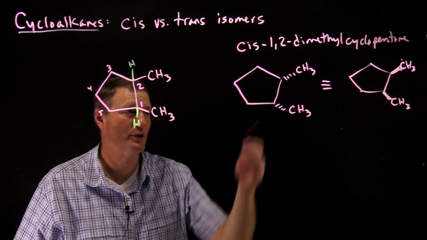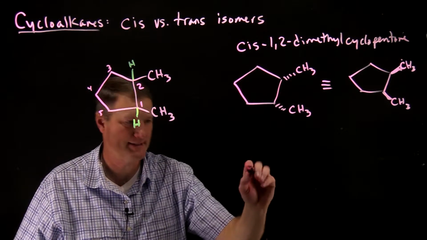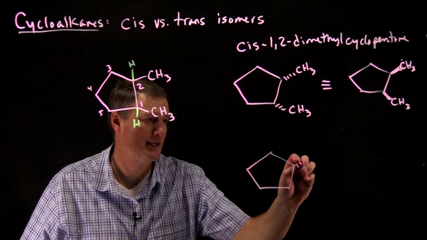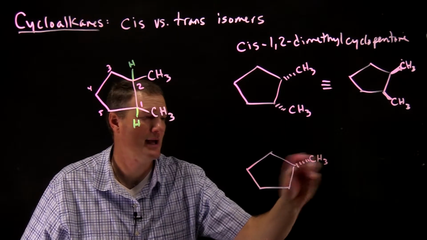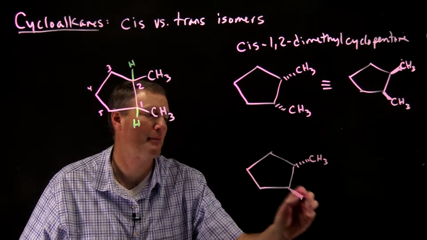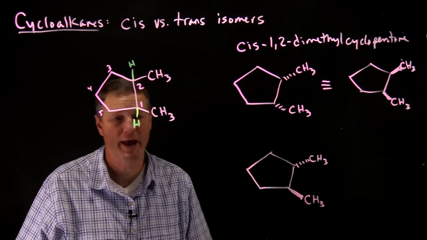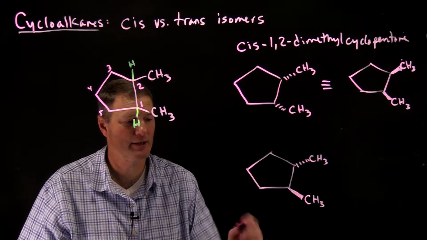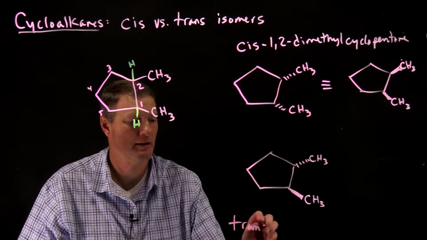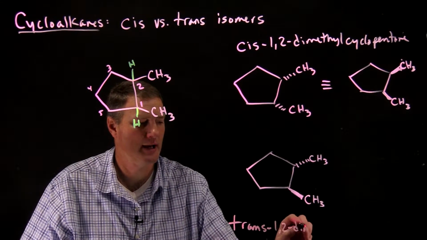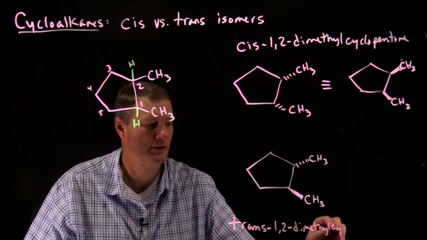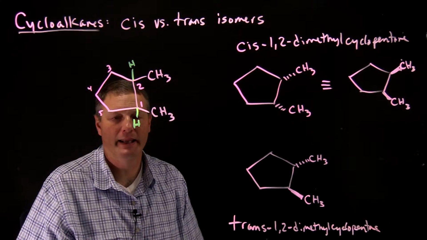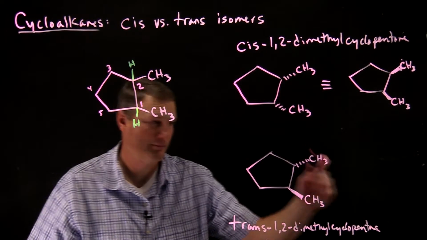Now the trans molecule, as you might expect, we're just going to flip one of these dashes or wedges. So in the first case, let me keep my methyl group here as a dash, but now on this one, I'm going to put a wedge. That's indicating that two methyl groups are now on opposite faces, so this is going to be the trans 1,2-dimethyl cyclopentane.